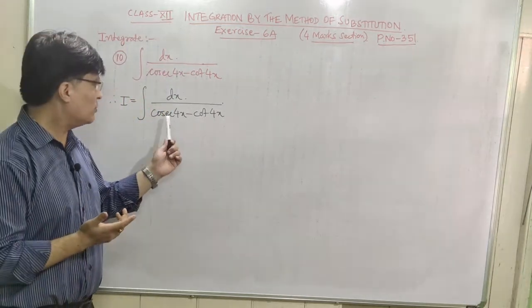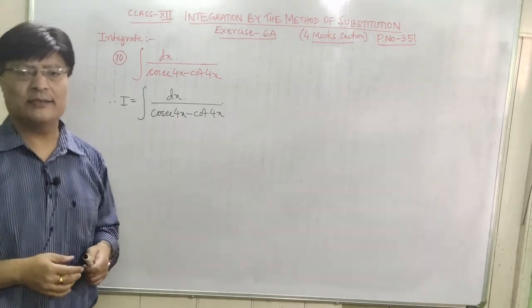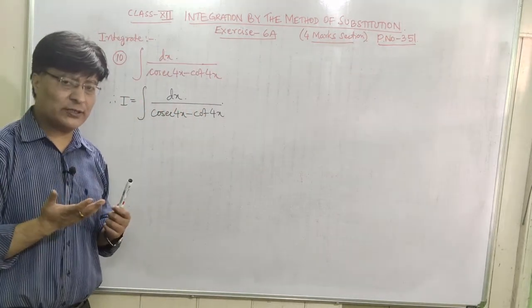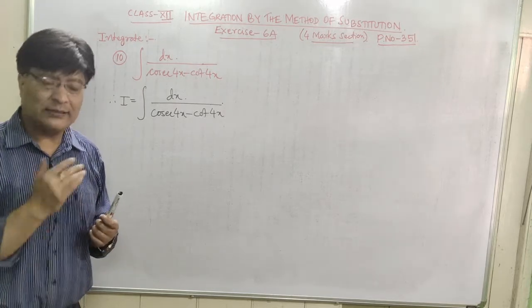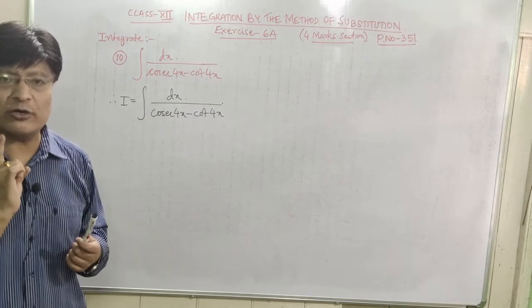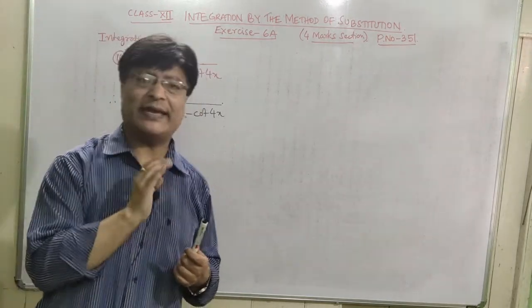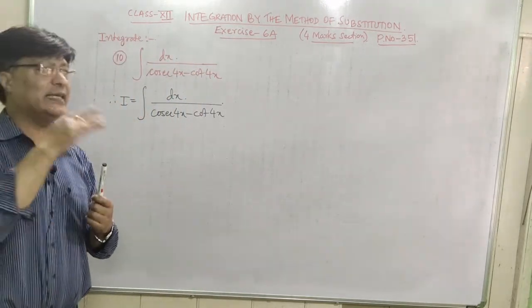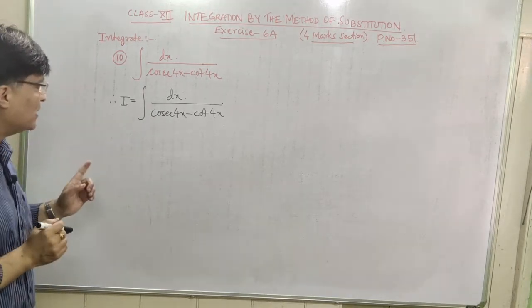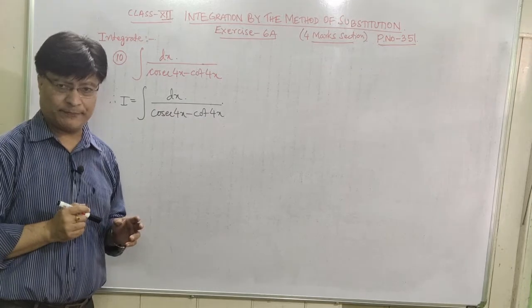So we cannot assume this trigonometric function as z or x. Okay, if it is algebraic function and if the power of x is 1, then we could have assumed it as x. But since this is a trigonometric function, we cannot assume it as x as in the differentiation method. Okay, so now in this case you have to simplify it first.